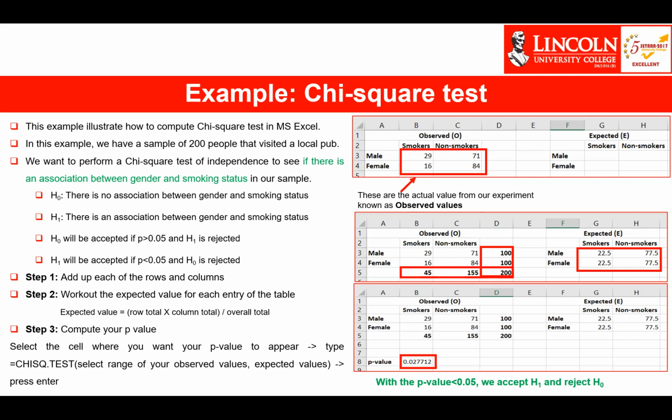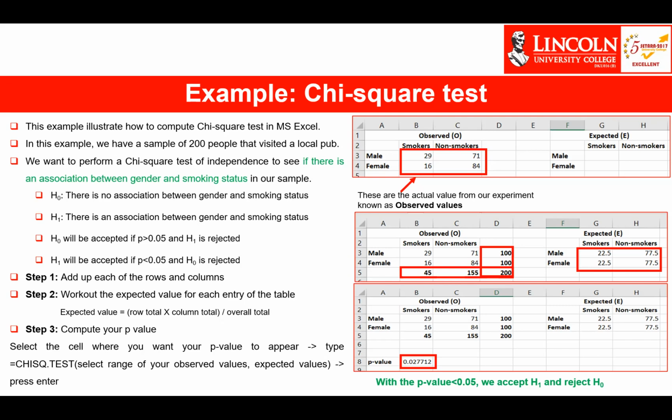So if the null hypothesis is correct, then we are going to say H0 will be accepted. That is, H0 will be accepted if our p-value is greater than 0.05, and H1 will be rejected.